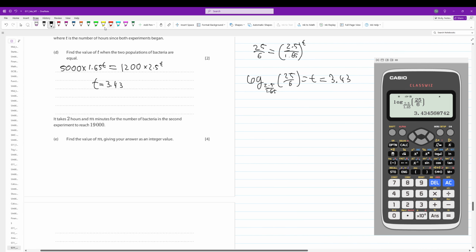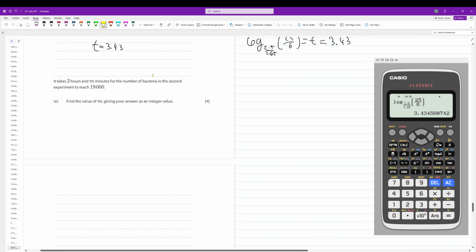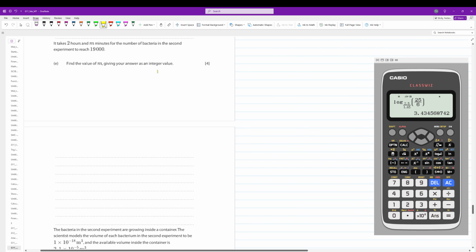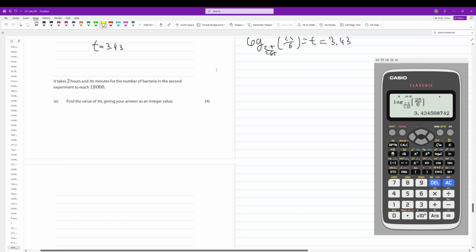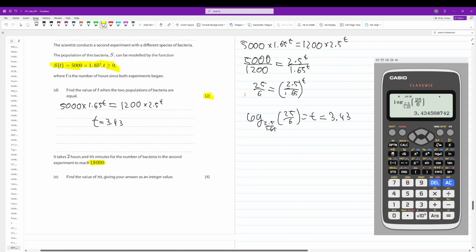That took longer than it should have done for those 2 marks. Mark per minute. Okay. It takes 2 hours and m minutes for the number of bacteria in the second experiment to reach 19,000. Find the value of m. Okay. Nice and simple.